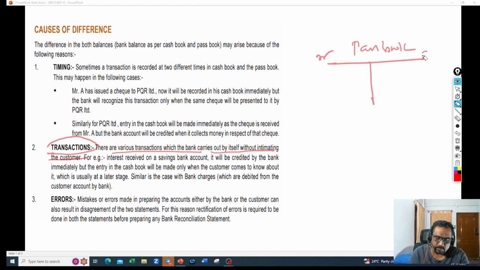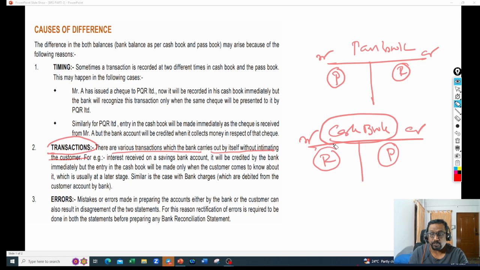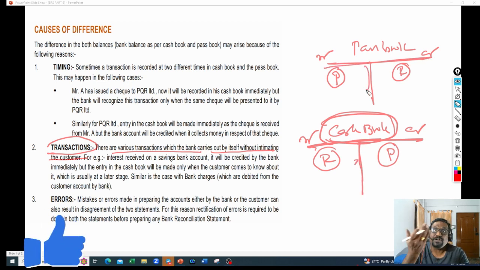So what did I say in the passbook? On the debit side we record payments, on the credit side we record receipts. In the cash book, debit and credit: here receipts and here payments. Cash book means what? Cash book, bank columns. You should never forget that point. Even in my previous video I told you: when I say cash book, it is cash book, bank columns. So you should never ever forget this point. Here the passbook is our account in the banker's books.